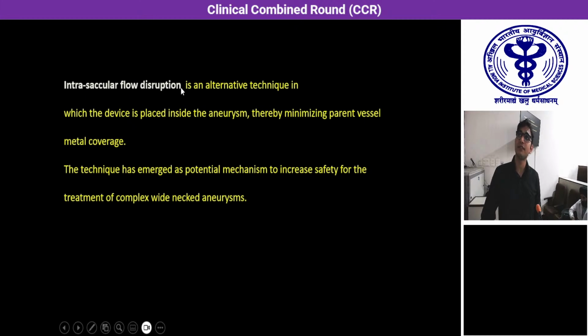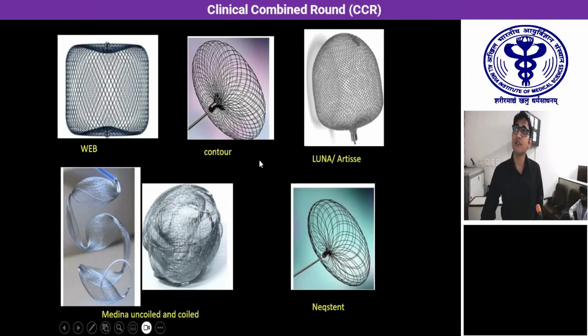It is an alternative technique in which a device is placed inside the aneurysm, thereby minimizing parent vessel metal coverage. And the technique has emerged as a potential mechanism to increase safety for the treatment of complex wide neck, especially wide neck bifurcation aneurysms. So these are the different endosaccular devices, the devices which are placed inside the aneurysms.